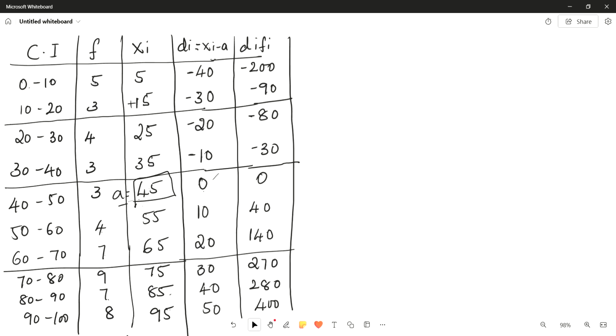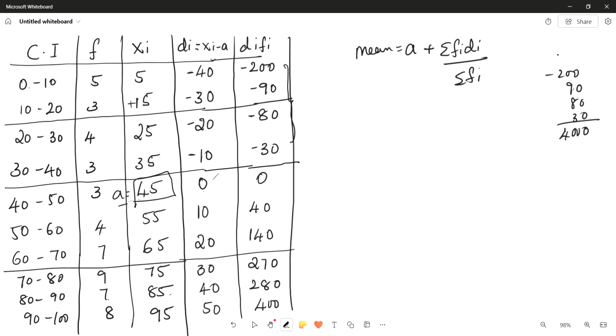You got it. Okay. So the mean value will be equal to, I will write A first, A plus what we have assumed, no? A plus sigma fi into di by sigma fi. Sigma means sum. So fi into di you have to add them. Add the negative numbers separately, positive numbers separately. So, how much will you get? 200, 90, 80, 30. 400 you will get.